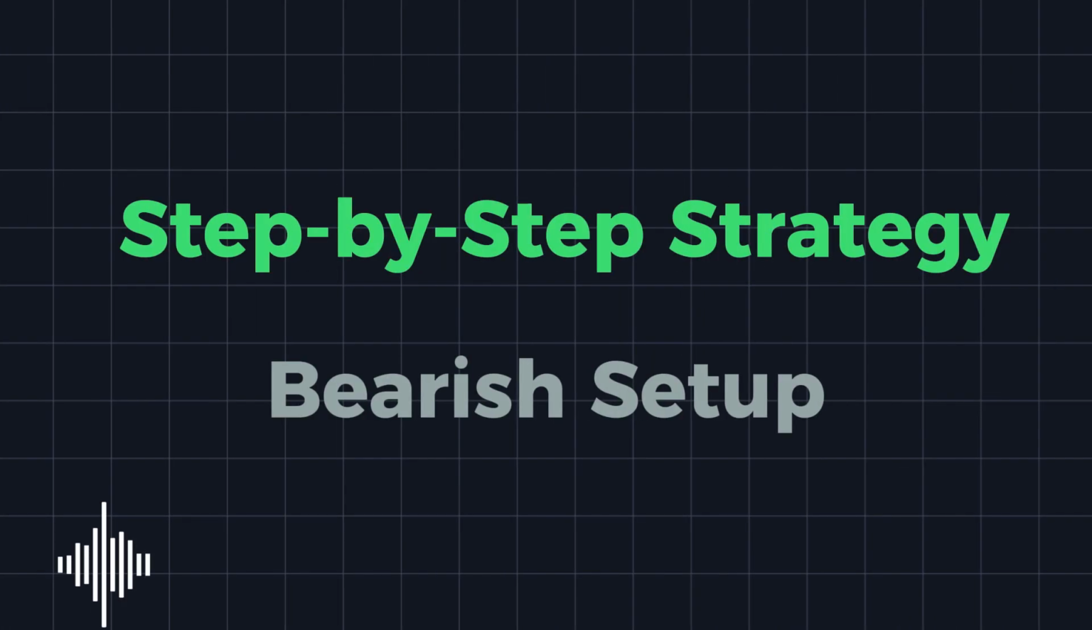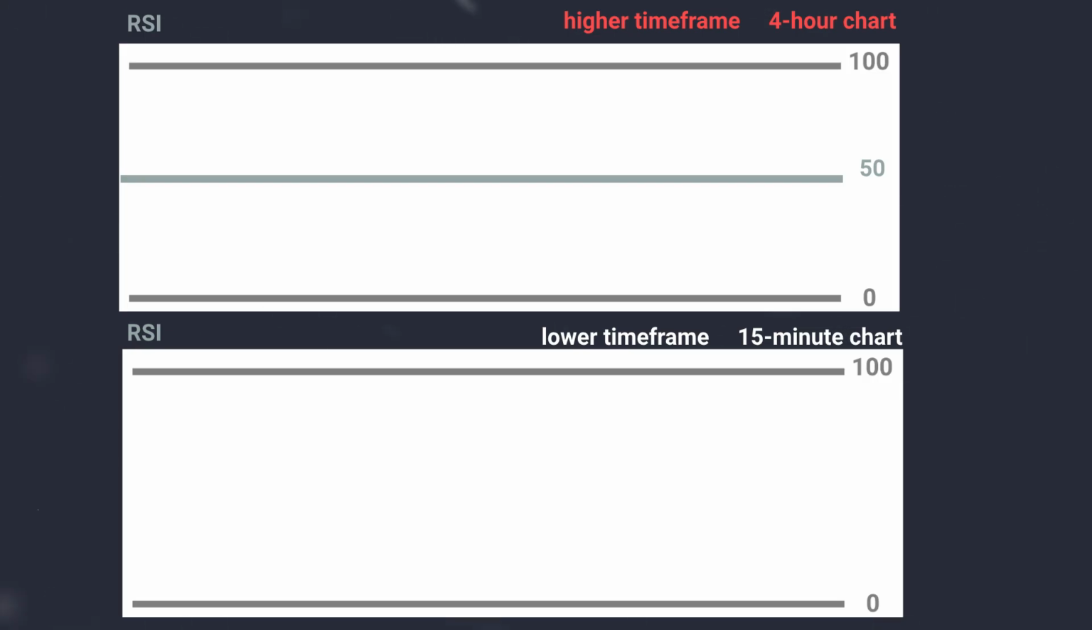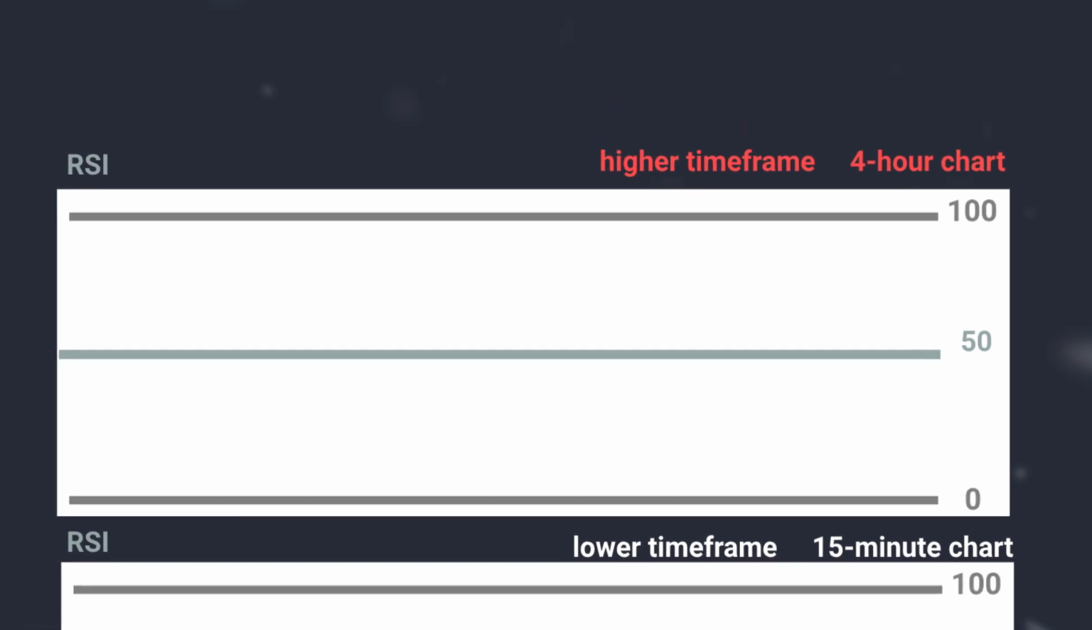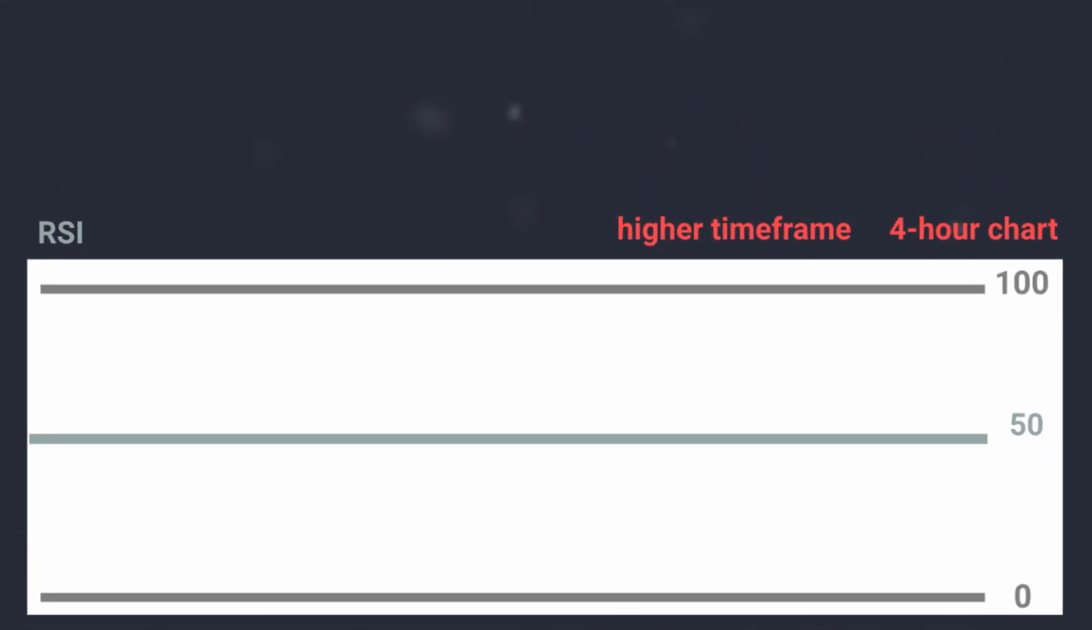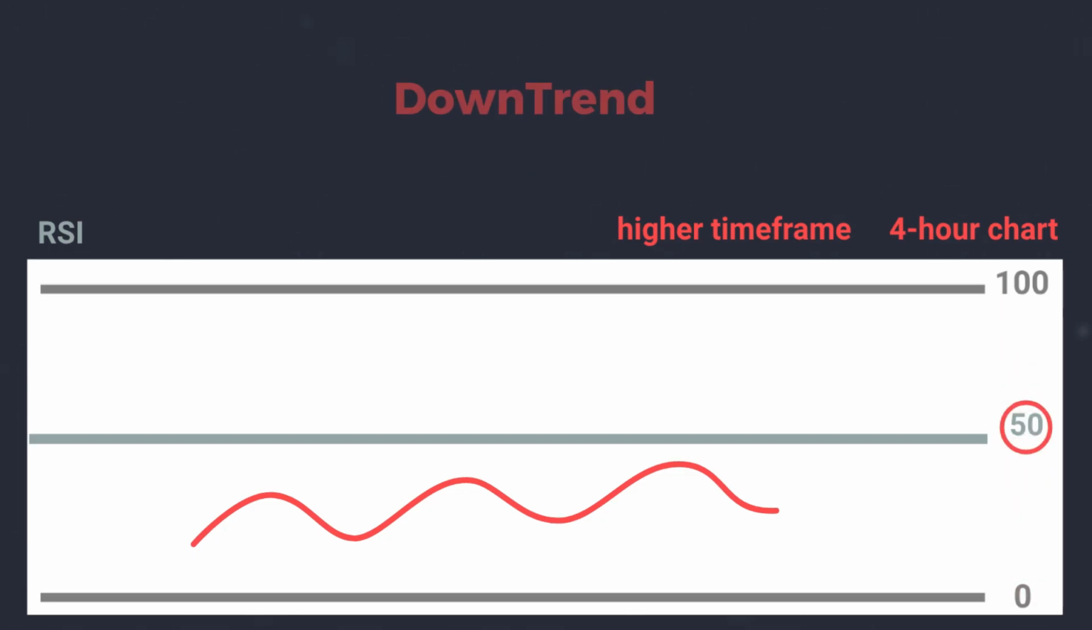Step-by-step strategy. Bearish setup. Now let's break down the bearish setup. Just like before, we begin on a higher time frame, the 4-hour or daily chart. If the RSI is below 50, it means the market is in a downtrend, and the sellers are in control. This gives us a bearish bias.